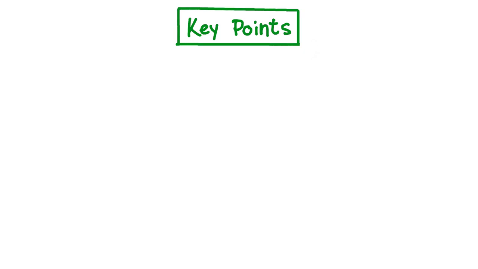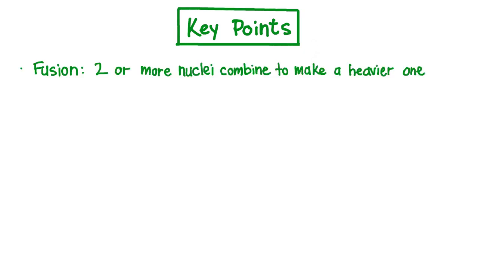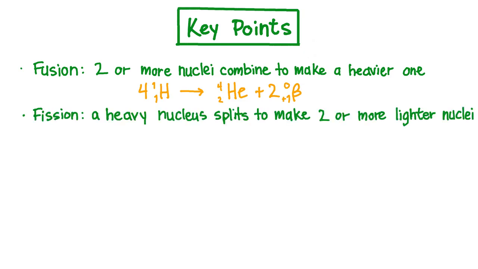Now let's wrap up this video by summarizing what we learned. During nuclear fusion, two or more nuclei combine to make a heavier one. An example is this reaction where 4 hydrogen combine to make helium and 2 positrons. During nuclear fission, a heavy nucleus splits to make 2 or more lighter nuclei. An example of a fission reaction is this reaction where a neutron strikes an atom of uranium-235, causing it to split into barium-141 and krypton-92, which also produces 3 neutrons.